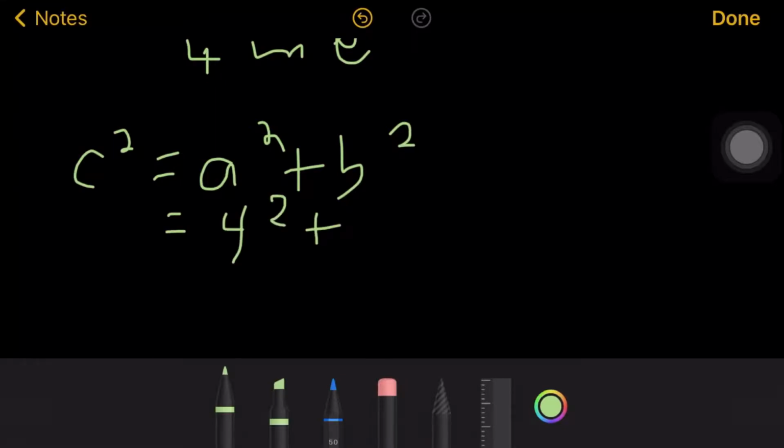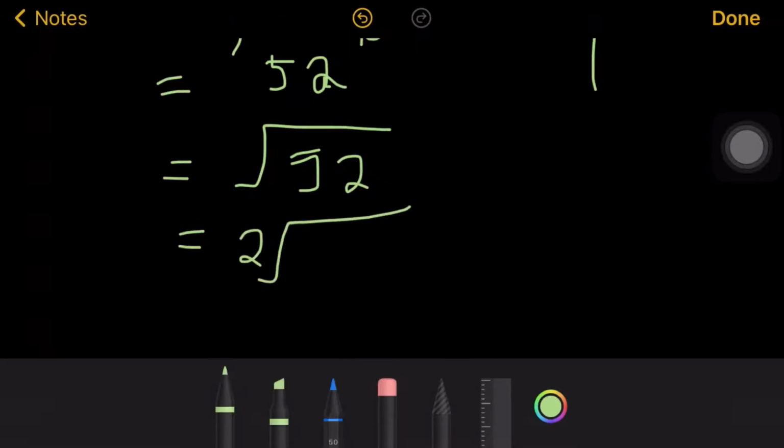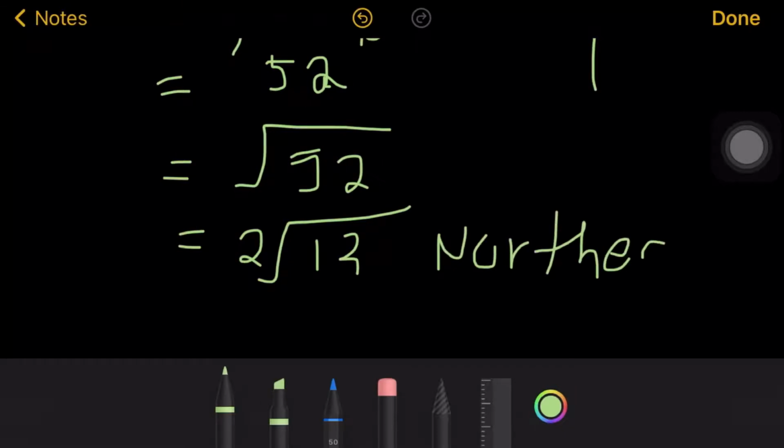So 4 squared plus 6 squared equals 52. And then square root of 52 equals 2 square root of 13. Yeah, 2 square root of 13 northeast. That's right.